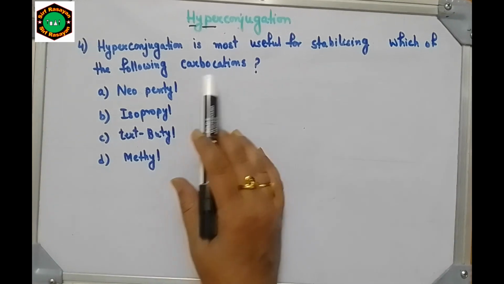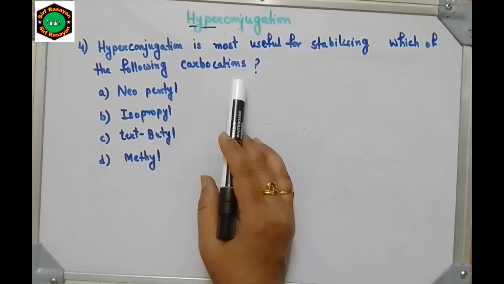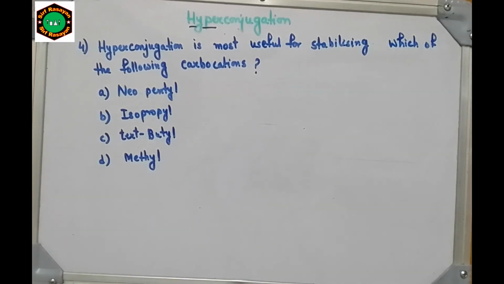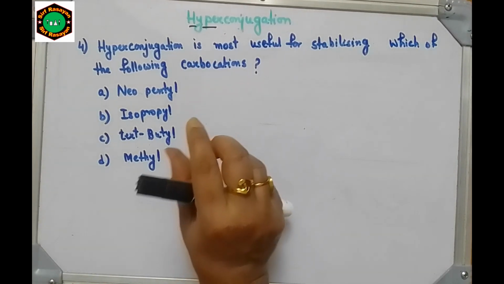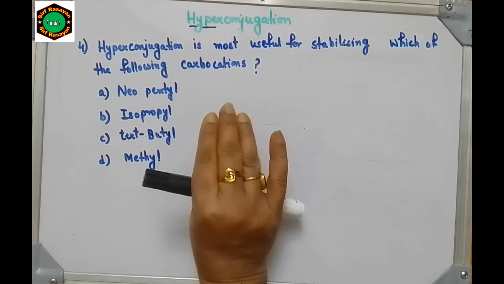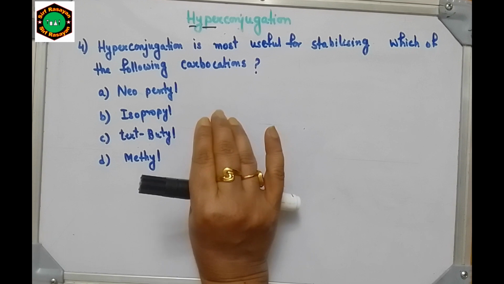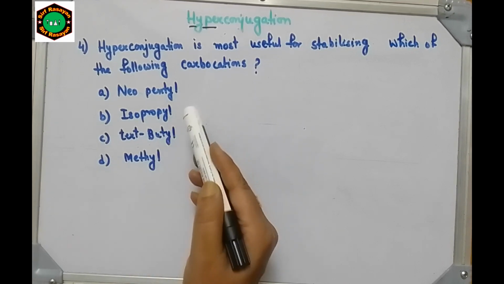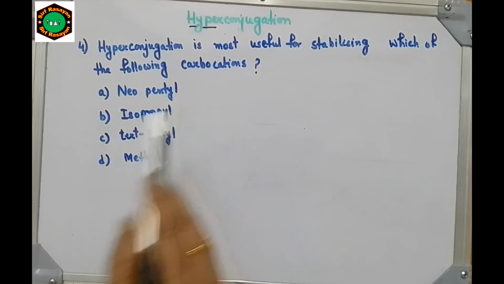Next question: hyperconjugation is most useful for stabilizing which of the following carbocations? Four options are given: neopentyl, isopropyl, tertiary butyl, methyl carbocation. You should know the structure of all carbocations. Only then can you understand whether there is an alpha hydrogen with respect to the carbocation or not. If there is an alpha hydrogen, hyperconjugation is possible, and the species where the most alpha hydrogens are there is the most stable one.